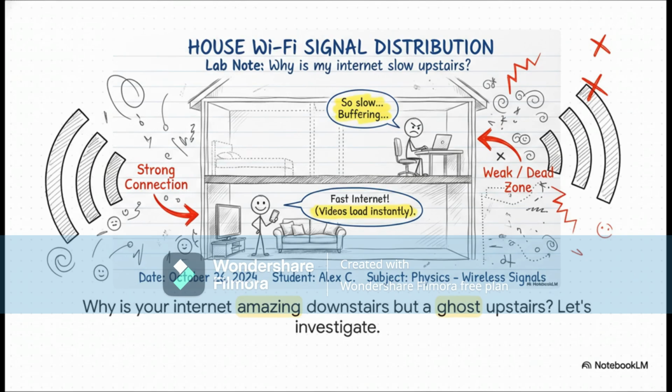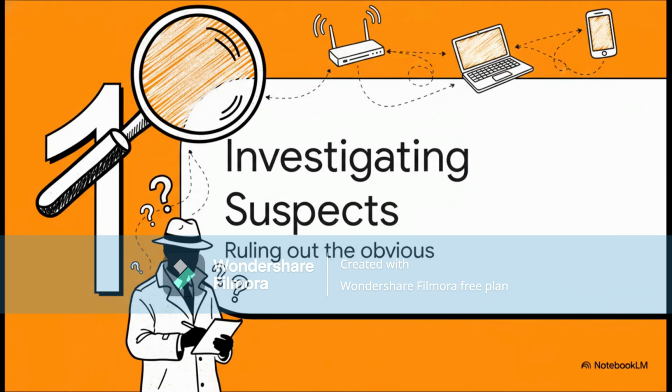I mean, does this look familiar or what? Downstairs, it's perfect. You're streaming, you're gaming, no problem at all. But the second you take a few steps up, bam, buffering city, lag, or just nothing. It is one of the most maddening tech problems out there, but the solution? It's surprisingly simple. All right, let's put on our detective hats and dive in.